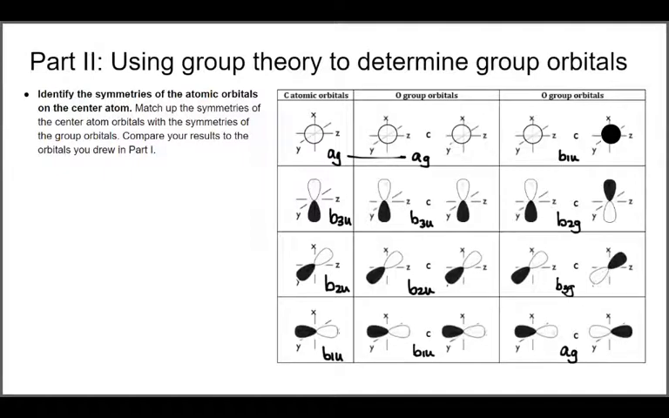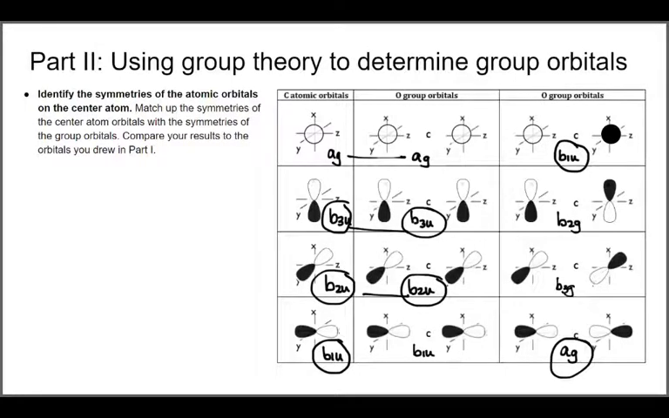We see another AG combination that comes from the combination of the pz orbitals. And look, with the two s orbitals, we have a B1U combination that's the same as the B1U from the pz orbitals. So we see that we get all of the same pairs that we predicted by just looking at the orbitals, but now we have come up with them systematically.